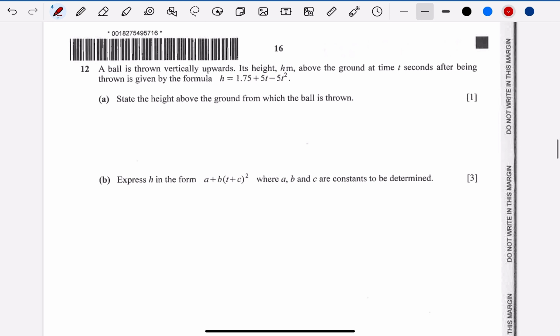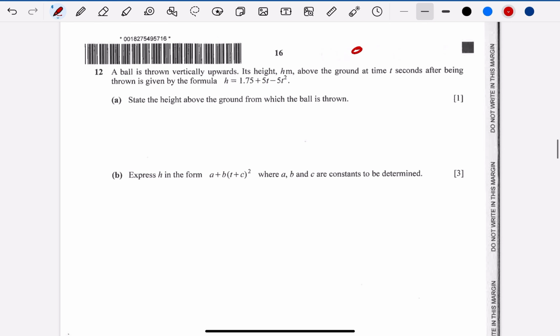Okay, this is the 2023 paper 1 question 12, right? This is an application question for your quadratic equations. So they tell you a ball is thrown vertically upwards from above the ground. At time t seconds after being thrown, the height is given by this formula. State the height above ground at which the ball is thrown.